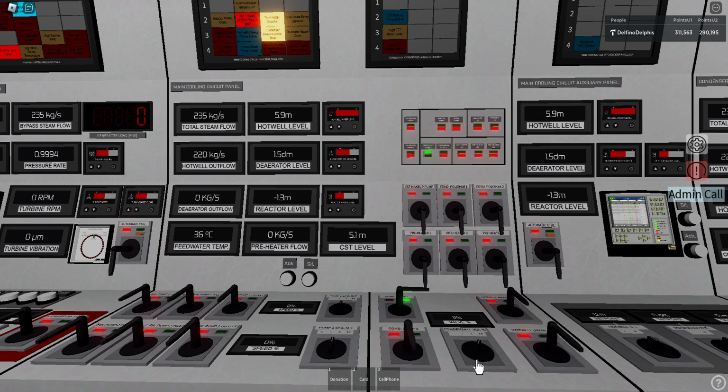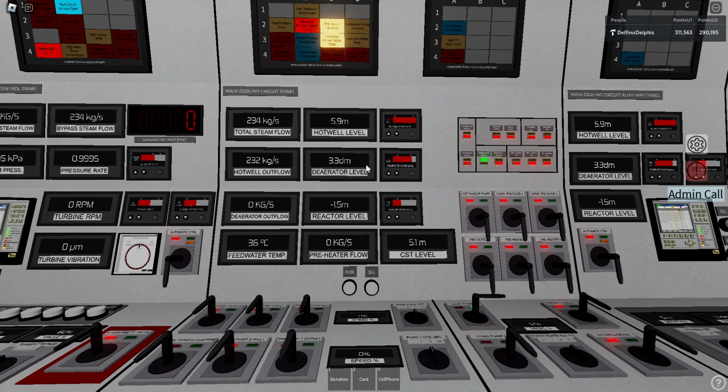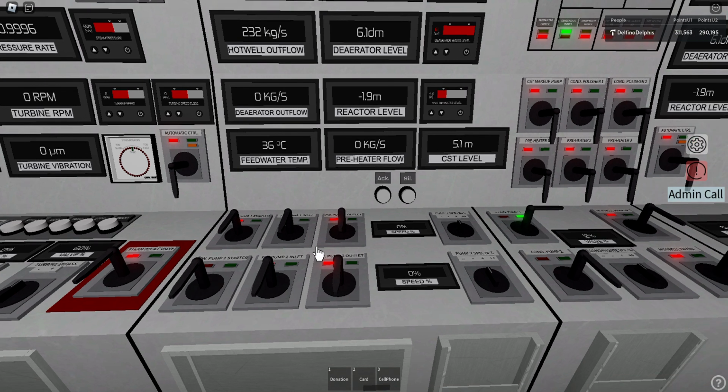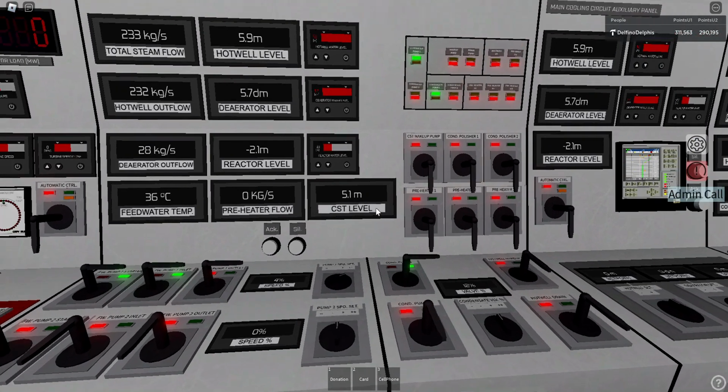So maybe we should open this more, but let me just keep it at a similar level for a moment. And now you can see the level in the deaerator rises. So again, we have to take water from the deaerator back into the reactor, which is actually pretty low now. I have an alarm on that. So we use what is called the feedwater pump. So let me raise this.